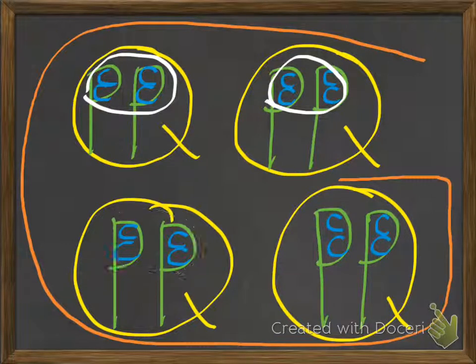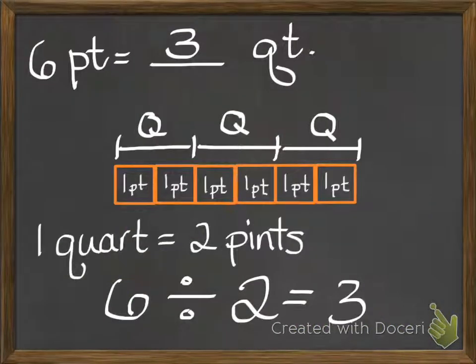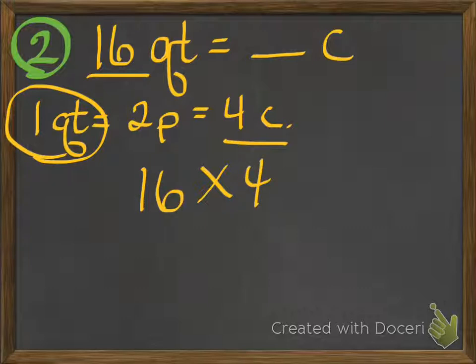I see each of these Q's is a quart, and I see that 1 quart equals 4 cups. I could have used my picture to find that out, but I just used my reasoning. So I'm going to take 16, because that's the number I'm starting with, times 4, because 1 quart equals 4 cups. So 16 quarts equals how many cups? I'm going to take 16 times 4 and multiply that out.